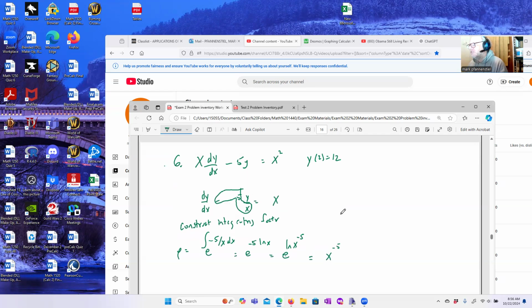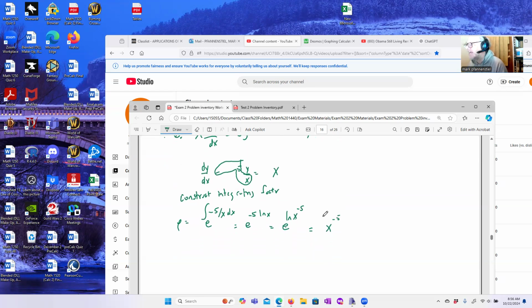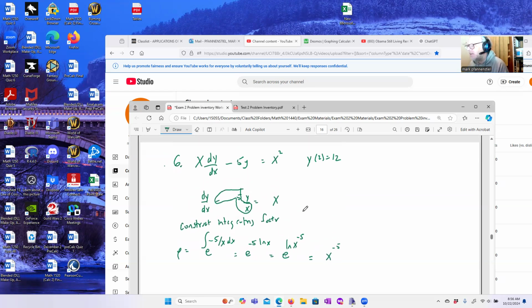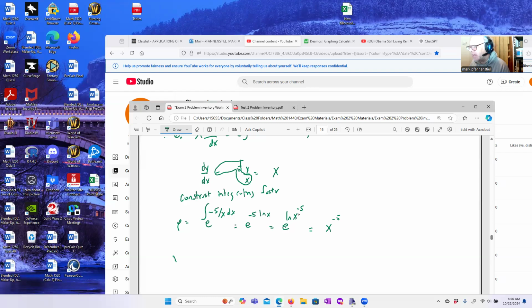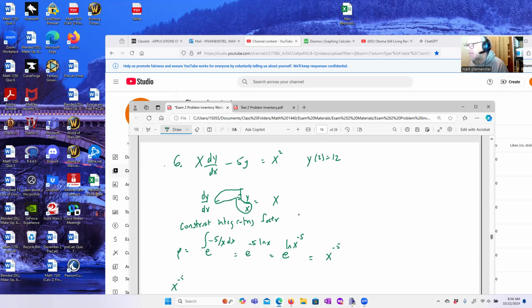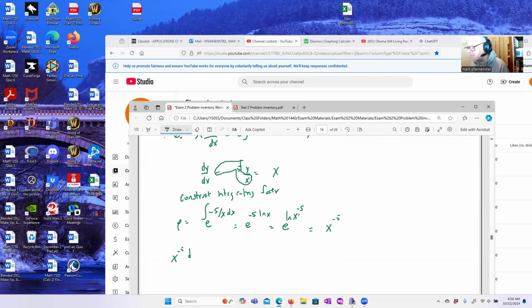So what we're going to do is multiply both sides by x to the negative 5. So we'll say x to the negative 5 times dy/dx, minus 5y over x times x to the negative 5, equals x times x to the negative 5.